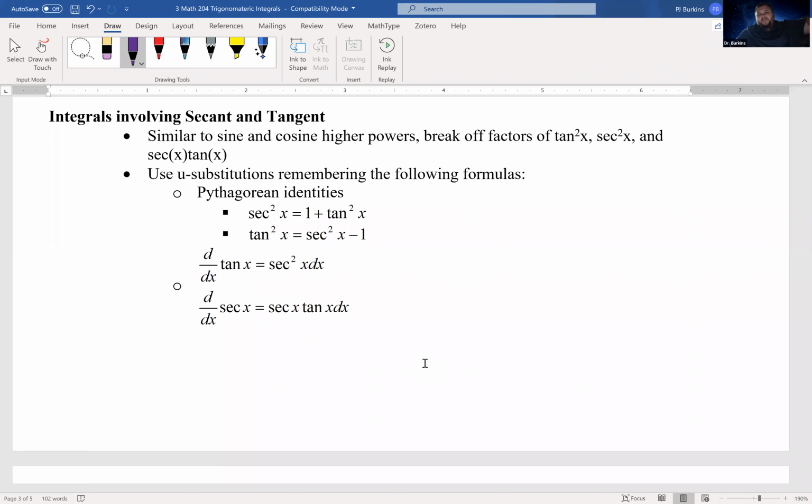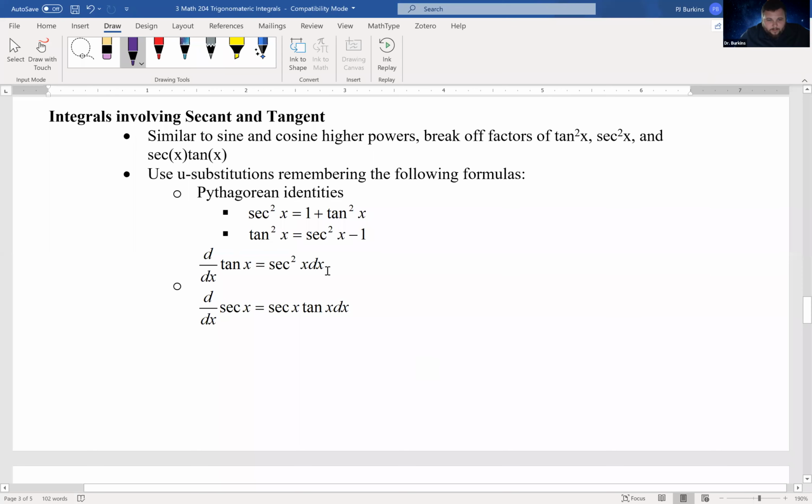So all the problems I did so far were sines and cosines. But obviously we all know that those are not the only trig functions that we encounter. The other options that we see quite often are secants and tangents. The Pythagorean identities are given there.